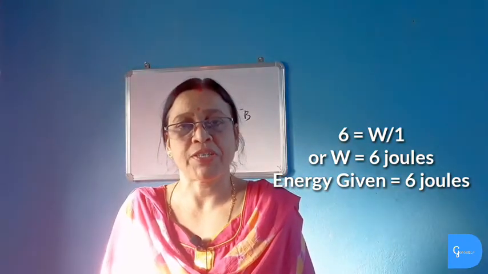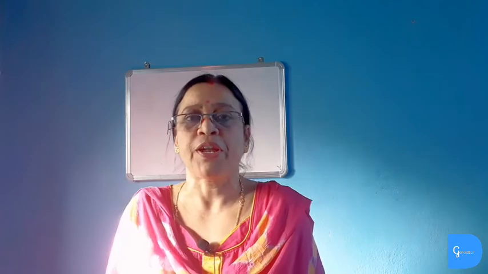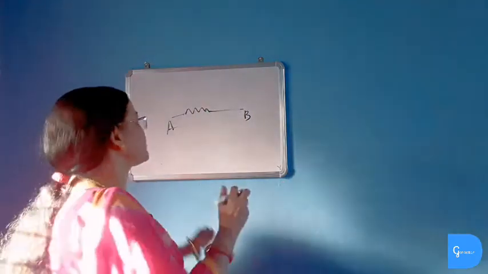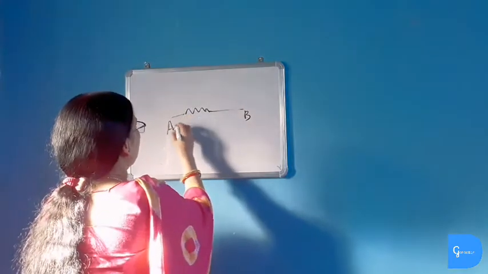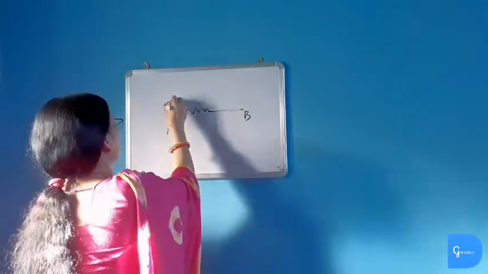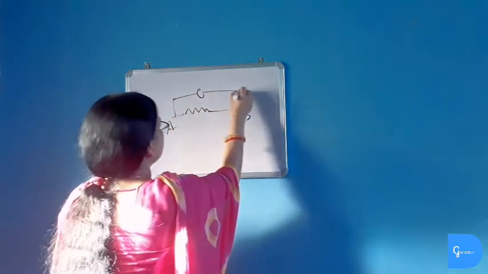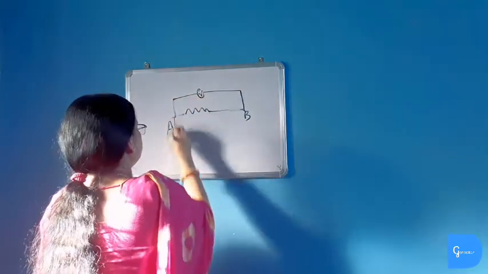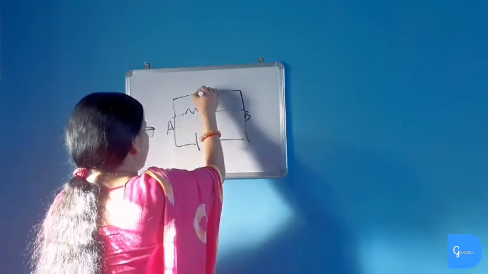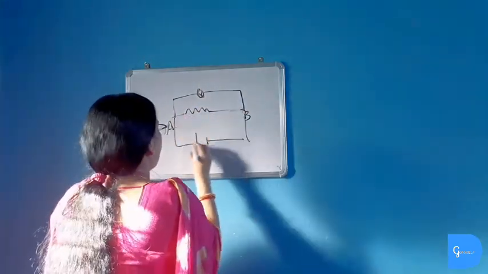Potential difference is measured by an instrument called a voltmeter, and a voltmeter is always placed in parallel in the electric circuit. Suppose we have to find the potential difference of two points A and B. Now we will place the voltmeter in parallel across these two points. This is an electric circuit and the voltmeter is placed in parallel across the two points A and B.